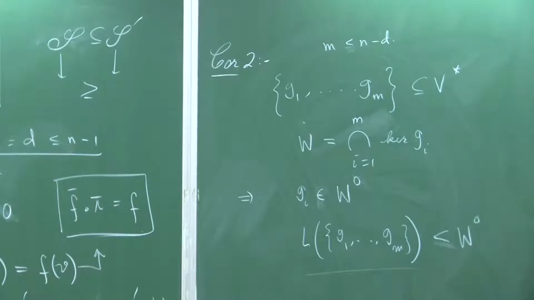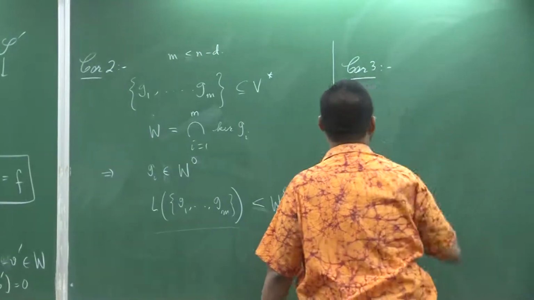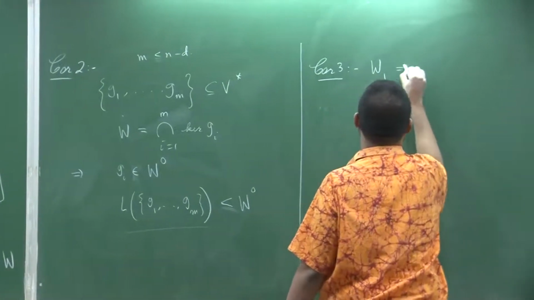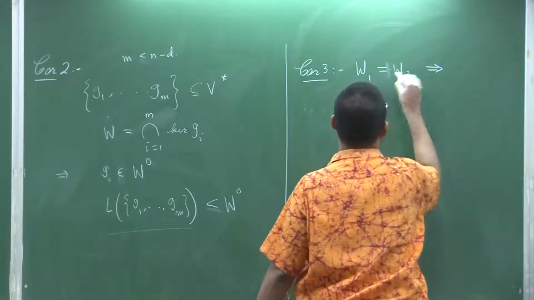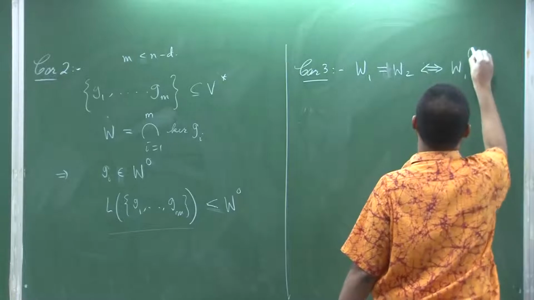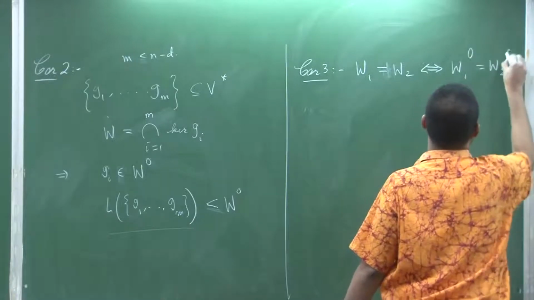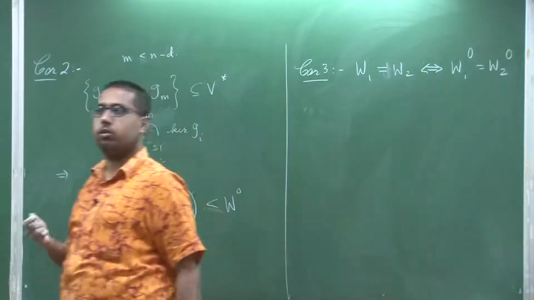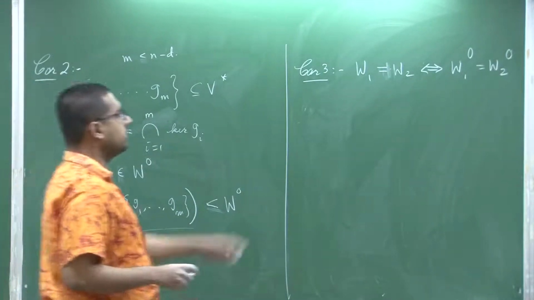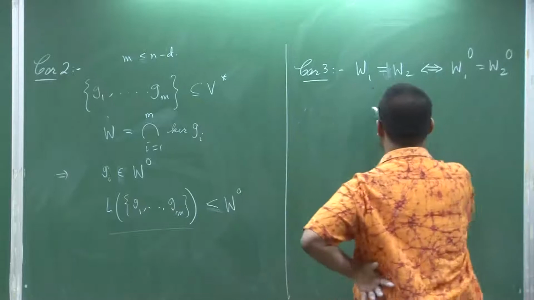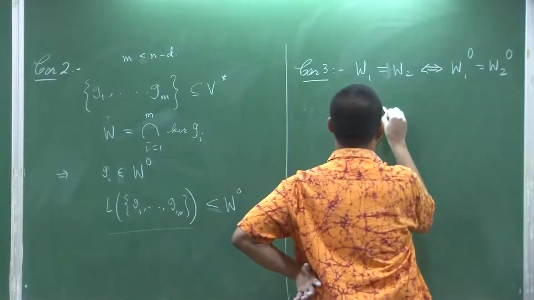And the third thing is, if W1 is not equal to W2, then, or put it in this way, W1 perp is not equal to W2 perp, that is, W1 naught is not equal to W2 naught. So, one direction is obvious. The proof for the other direction is, assume W1 is not equal to W2.